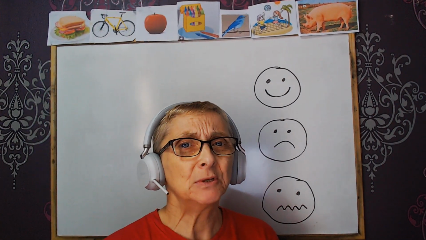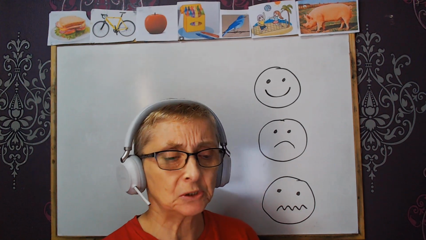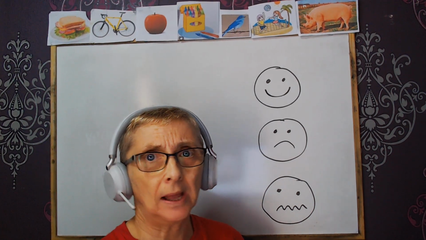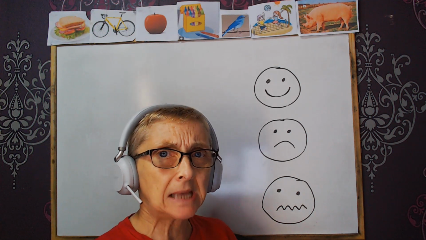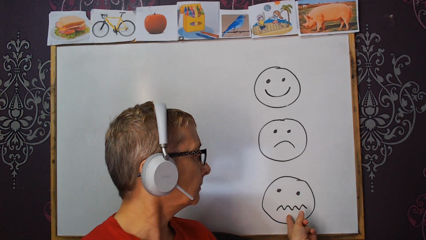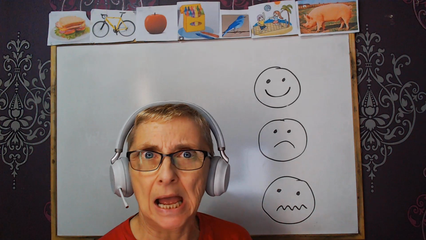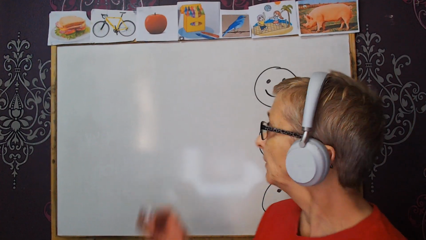Hello there. Today we're looking at how do you feel? And we've got some emojis to show how we feel. Happy, sad, angry. And we're going to use the verb be to make a sentence. Here we go.